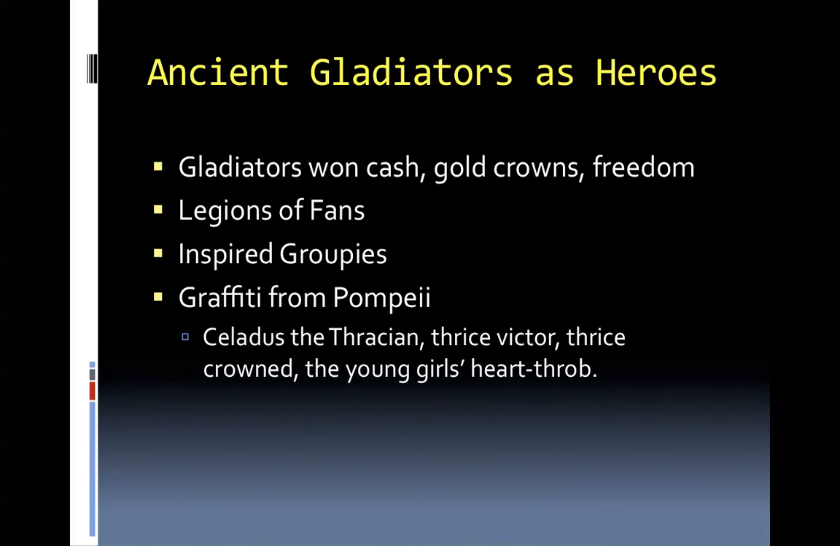Ancient gladiators were seen as heroes, as we said before. Gladiators could win cash. They could win gold crowns that were literally gold. Very, very profitable thing to win. They could win their freedom. They had legions of fans who would support them at the games, come out for them. They inspired groupies. Again, we have graffiti from Pompeii. One in particular, this example, Calidus the Thracian. He is thrice victor, thrice crowned, the young girl's heartthrob. So that is an indication to us that women would attend the arena, right? And they would also have favorite gladiators.